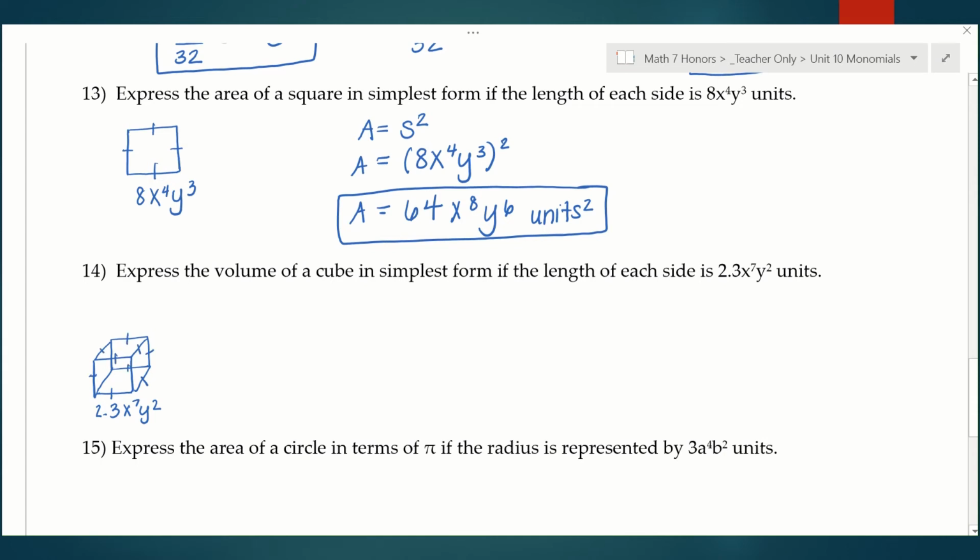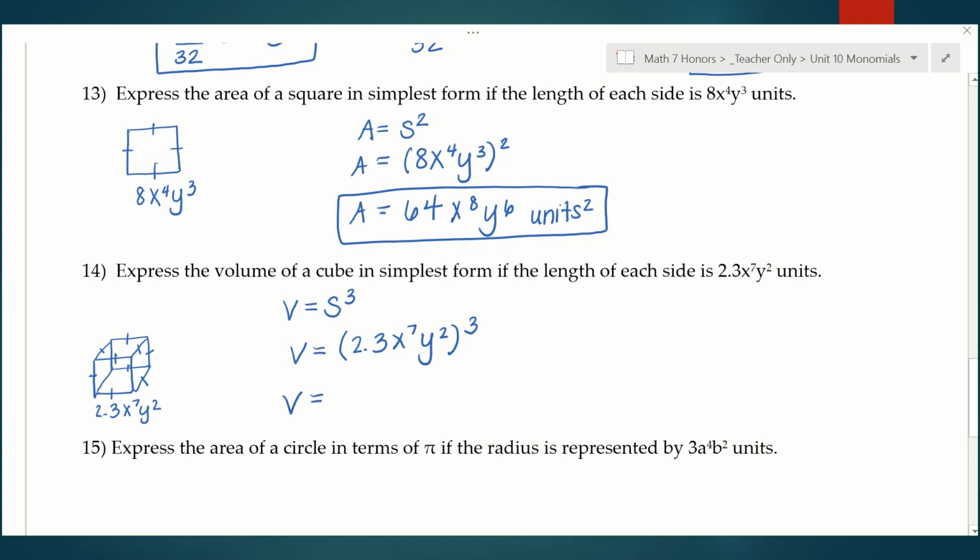Okay, so you might know this, you might not. Volume of a cube, the formula is side to the third power. You could also use length times width times height for this. No matter what, you're going to be multiplying that monomial times itself three times. So again, since I know this is the side length, I'm going to take that and raise it to the third power.